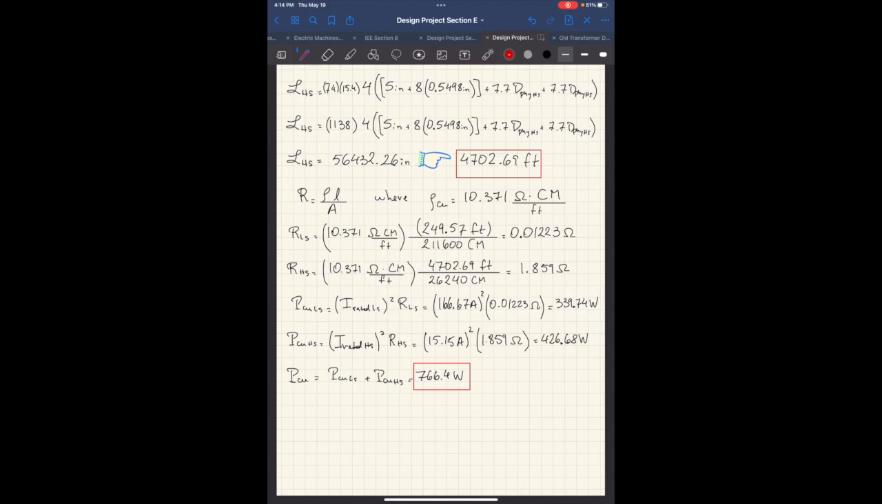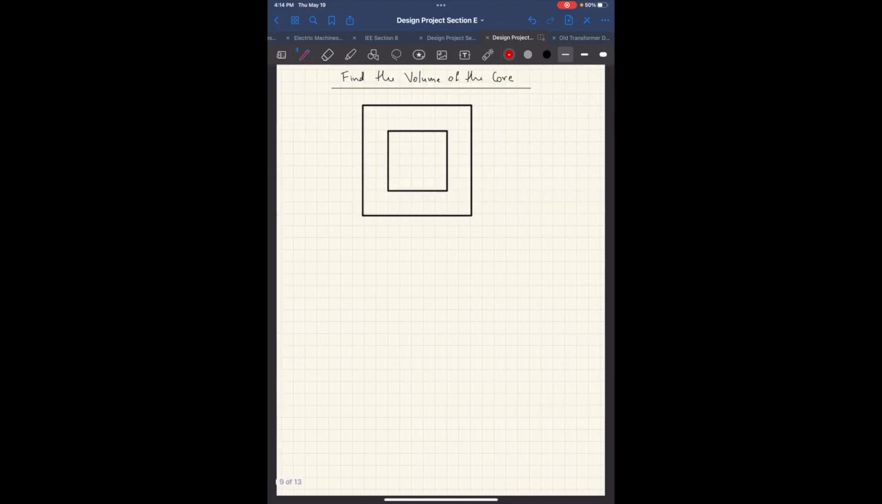Almost there. Okay. We need to find the core losses now. And that part is not as bad as this. This was the worst part. So it only gets better from here. So, core losses is going to involve us having to find the volume of the core. This is why we needed to get all those dimensions.